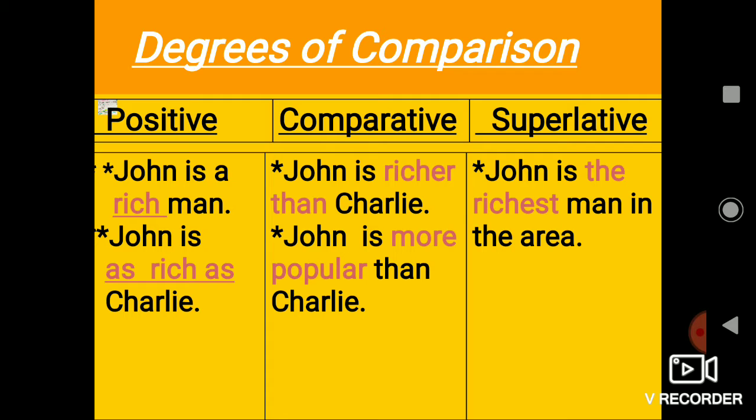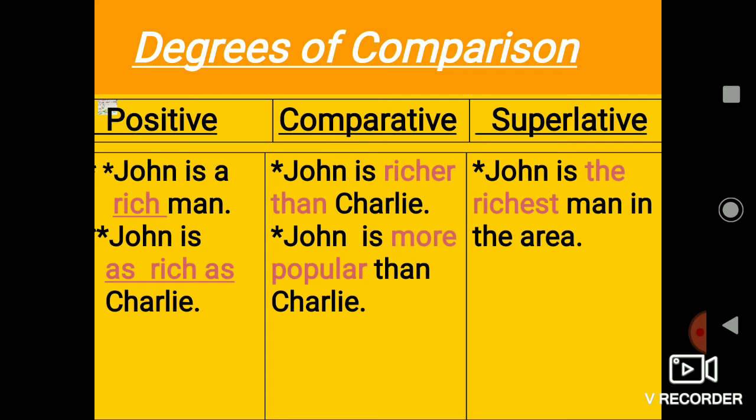Now come to the second example. John is as rich as Charlie. It means John and Charlie are compared equally. Okay. Now children, we use so or as plus adjective plus as to compare the nouns equally, neither more nor less. Okay, comparative degree. We use er or more plus than to compare only two nouns.